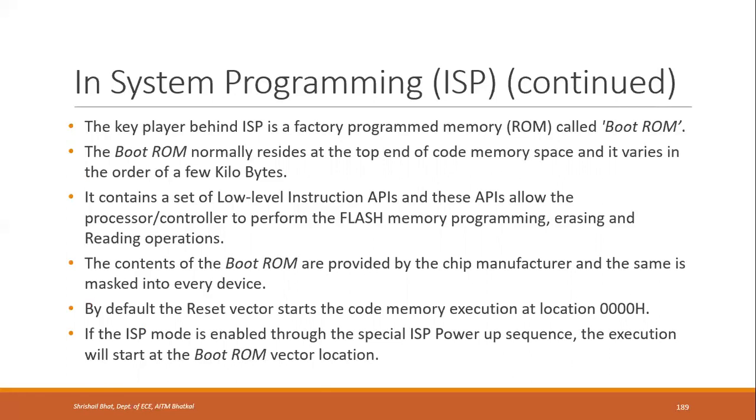So by default, the reset vector starts the code memory execution at 0000H, right? We have seen this while understanding the memory concept. But if the ISP mode is enabled through a special ISP power-up sequence, then the execution will start at the boot ROM vector location. Instead of starting at 0000, the initial address of the code memory, in ISP mode it will start the execution at the last part of the code memory, the last 1K, which is the boot ROM vector location. For that you should be in the ISP mode.